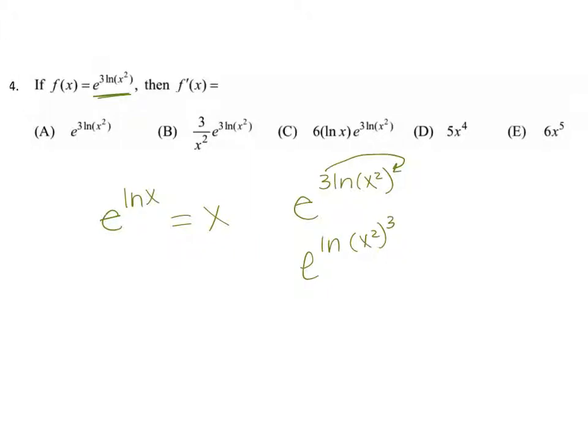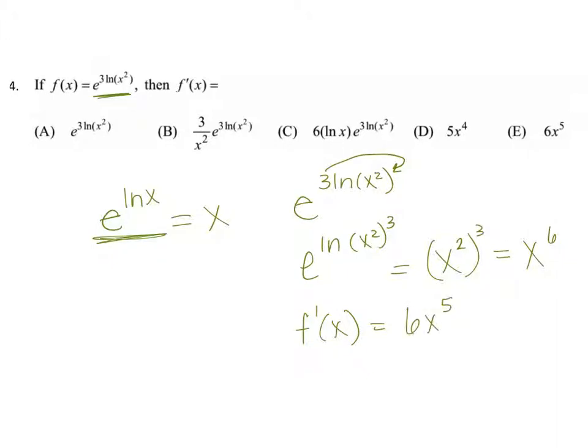And keep in mind here, now we've got this situation. So the only thing that's going to reduce down to be is x squared all cubed, which is really just x to the 6th. So having all of that rewritten, now I just need to know what is the derivative of x to the 6th, which is 6x to the 5th. So answer choice E.